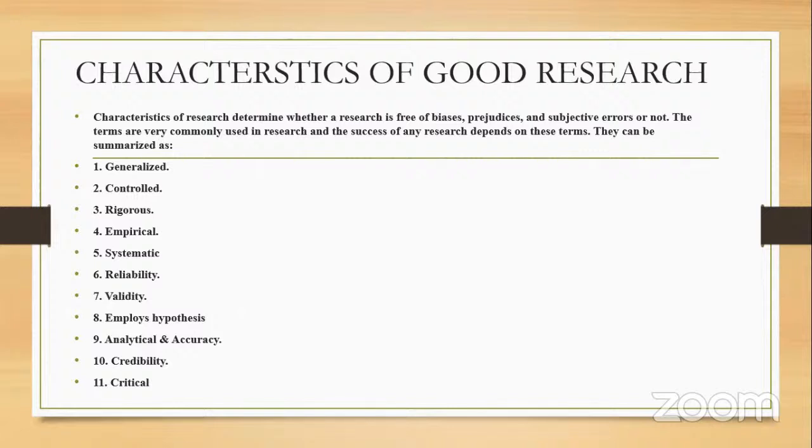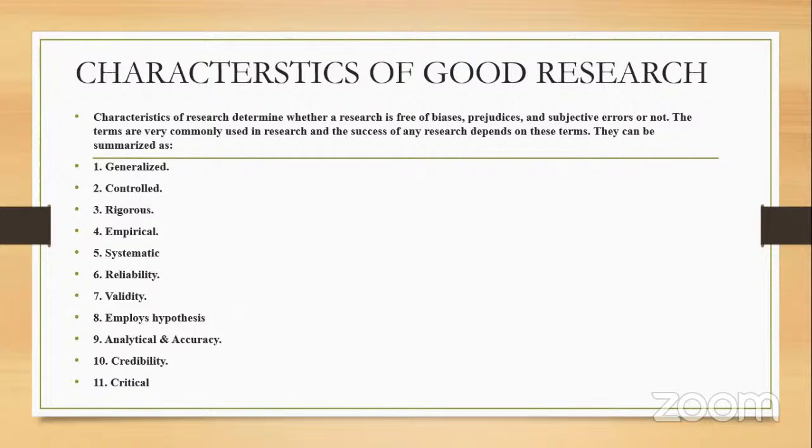What are the characteristics of good research we should keep in mind when conducting research for a problem? It should be generalized, not very typical things. The problem you take should be in a controlled manner, whatever you are going to discuss and find out should be in a controlled way, not uncontrollable. And it should be rigorous, empirical, systematic, reliable, valid, employ hypothesis, analytical, accurate, credible, critical.